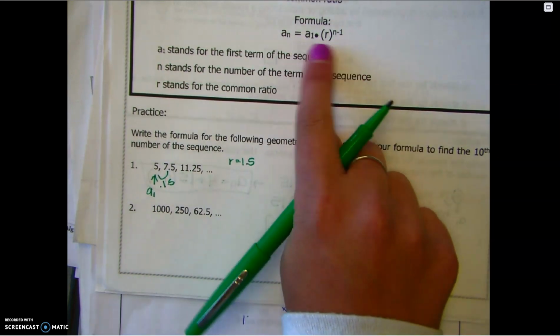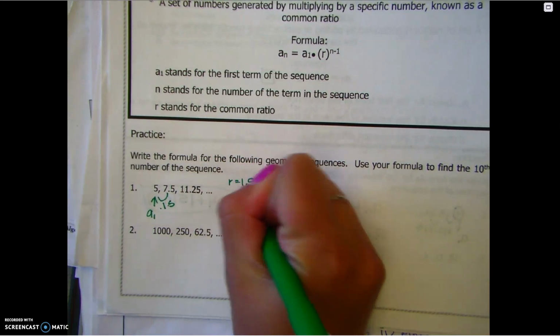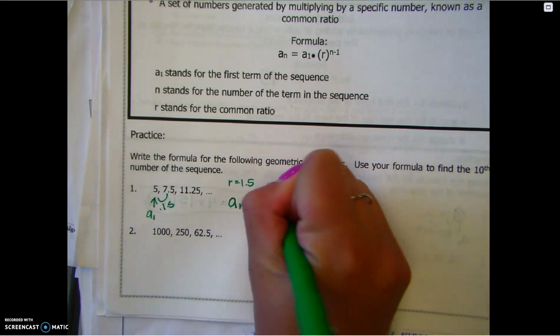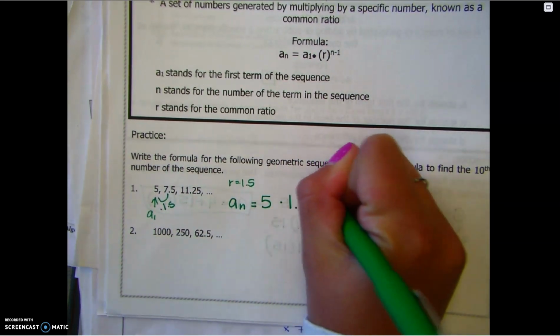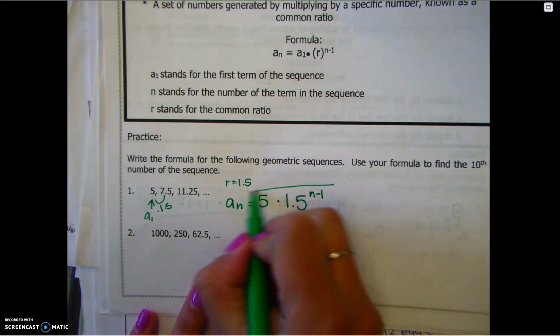So now I'm just going to use this generic formula that they gave me and just sub in my numbers. So I have a sub n is equal to a sub 1, which is 5, times my ratio, 1.5, to the n minus 1. Okay, and so that's my general formula for any term in the sequence. So that's part of my answer.